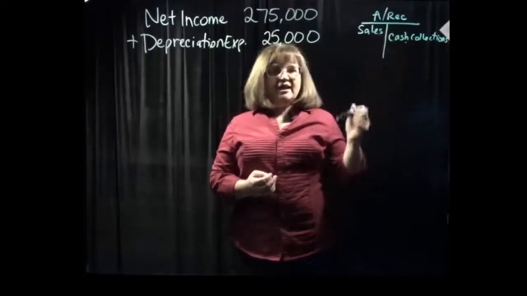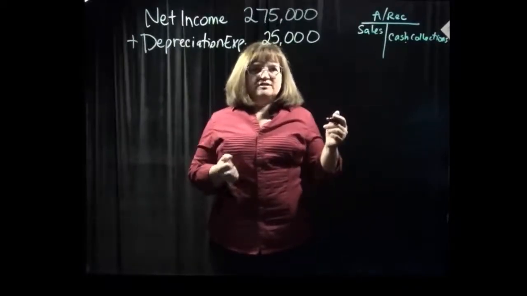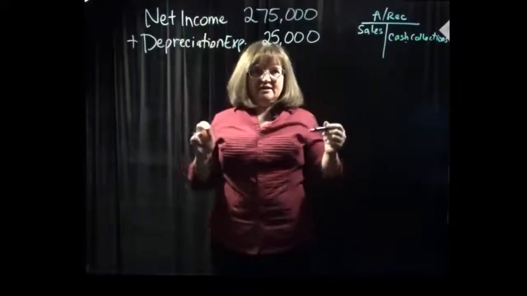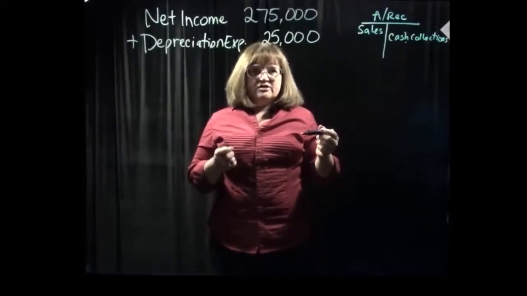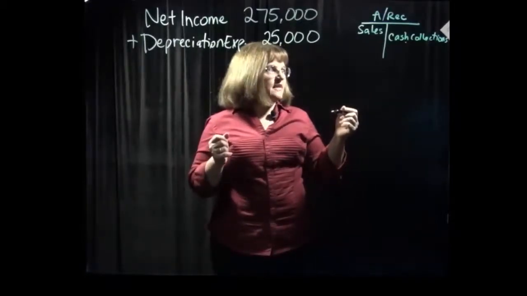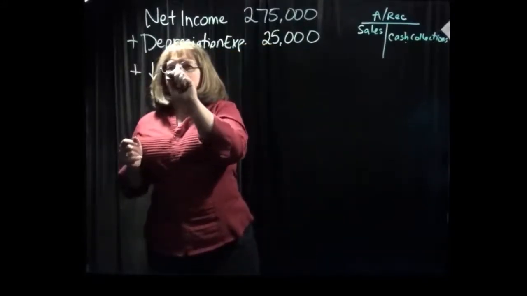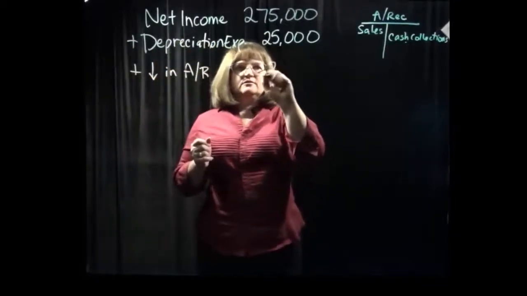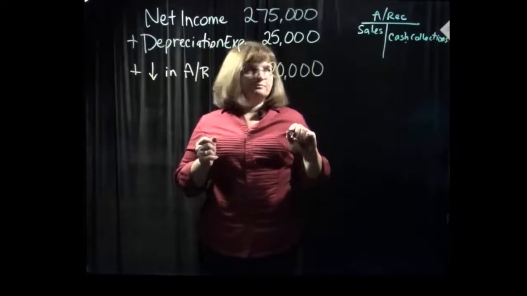And since it went down, that means the cash collected was more, and so that amount by which it went down, we say is an additional source of cash that was not captured in net income. The sales were captured in net income, but the cash collections were not captured in net income to the extent that they exceeded the sales amount. And since they exceeded the sales amount, in this case by $20,000, we're going to add that decrease in accounts receivable. So we add another $20,000 in calculating our operating cash flows.